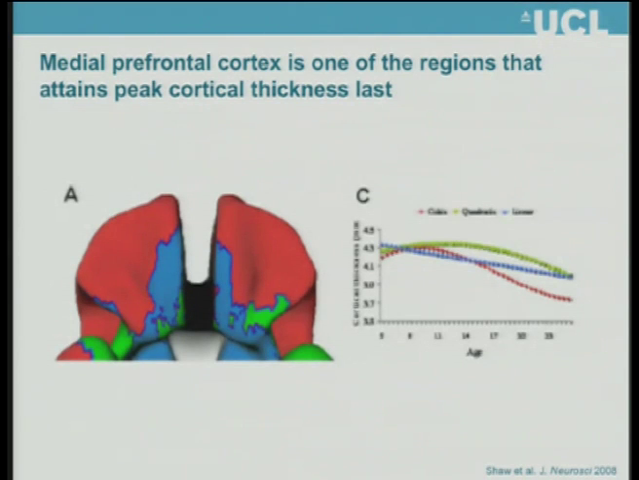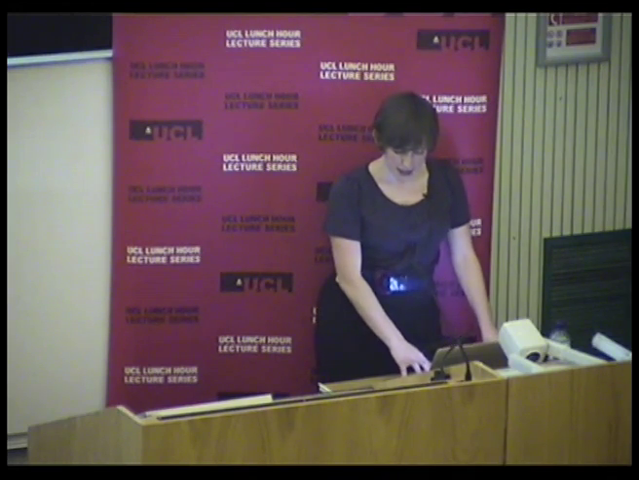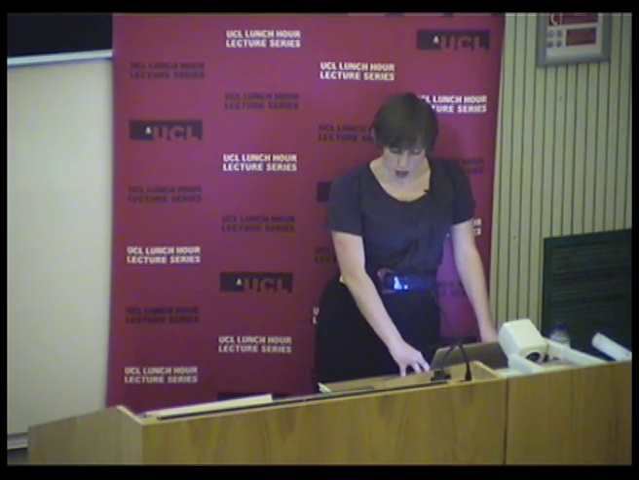Now, one interesting finding from these data is that the areas that undergo these non-linear trajectories tend to be the phylogenetically newer regions of the cortex, whereas the regions that undergo this linear decrease tend to be phylogenetically older, so older in evolutionary terms. And the other interesting finding from this study was that if you calculate the age at which cortical thickness peaks in medial prefrontal cortex, you find that it's one of the latest developing regions of the brain. It peaks at around age 14 years, after which time cortical thickness decreases. So really a very late developing brain region.